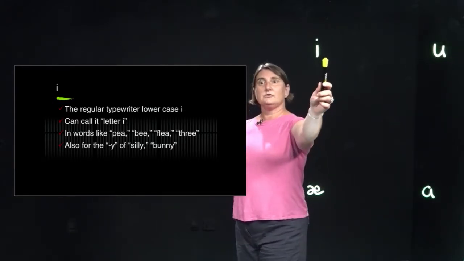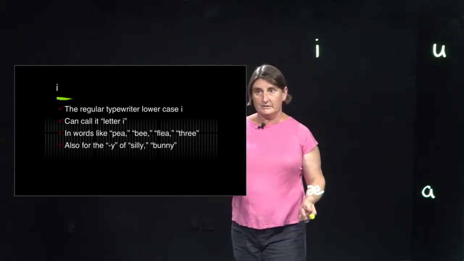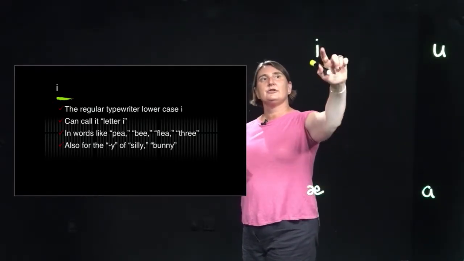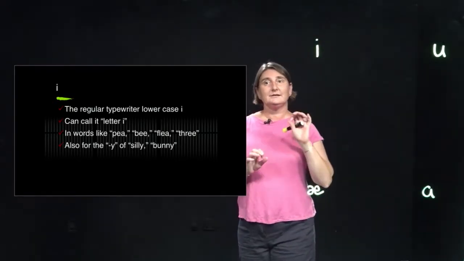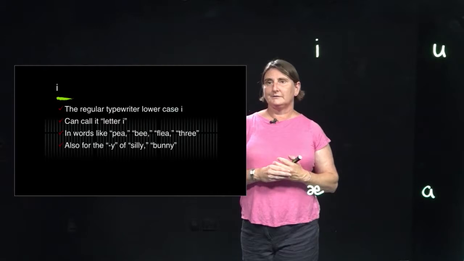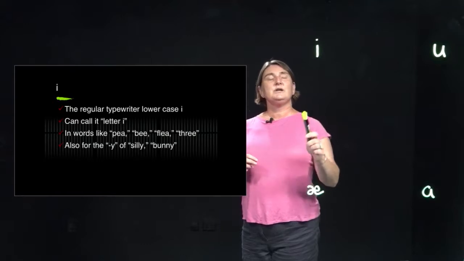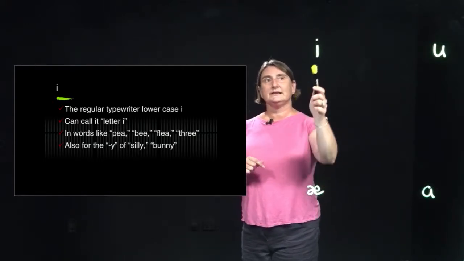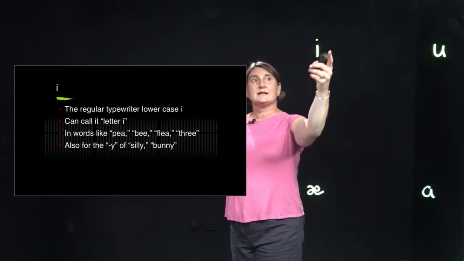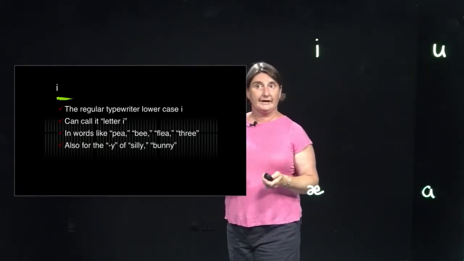Now, this sound is in words like pea, or tree, or flea, or three. So one of the ways that I like to remember this one is thinking of the dot on the i as a little tiny P. So you could think of it as the P, P-I. This sound also represents the final syllable in a word like silly or bunny. So that's our E, that's a high front vowel. Our tongue is in a high and front position when we say that.